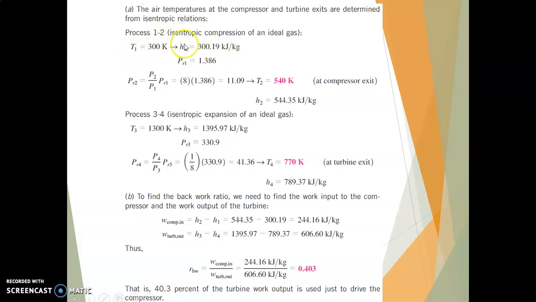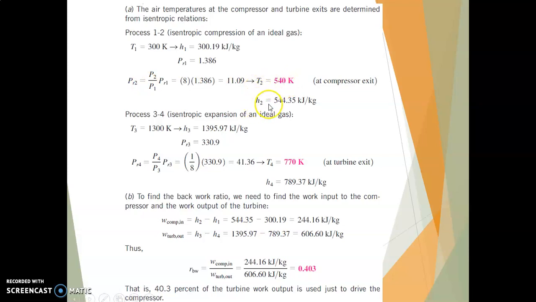We can go to the table and find the enthalpy and the relative pressure. From these 2 points that we explained earlier in chapter number 6, related to the relative pressure, we can find the relative pressure number 2 using the ratios. The pressure ratio is provided by the question, and the relative pressure 1 we have found from the table. Then we'll be able to calculate relative pressure number 2, and then temperature number 2.